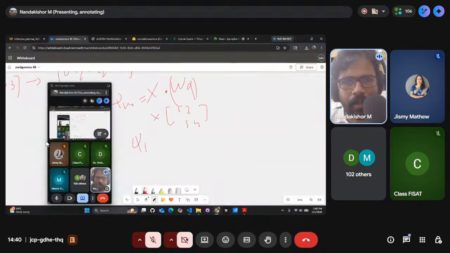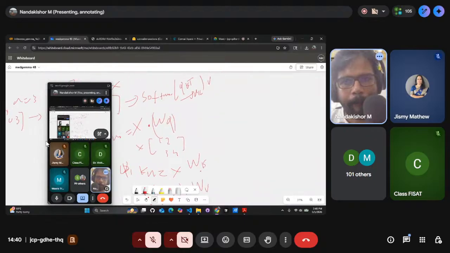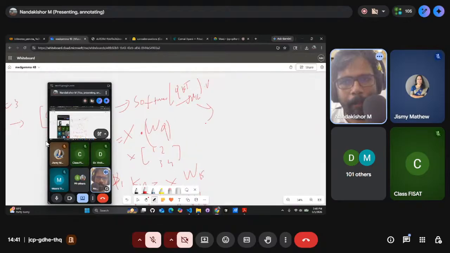Similarly, K means another X multiplied by WK, and V means X multiplied by WV. That's it. And D means 3.